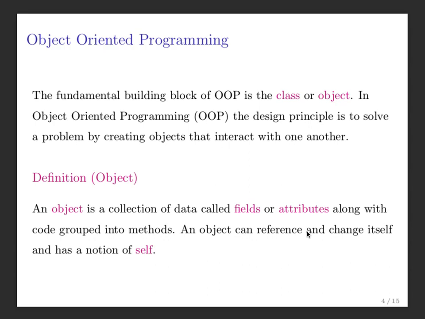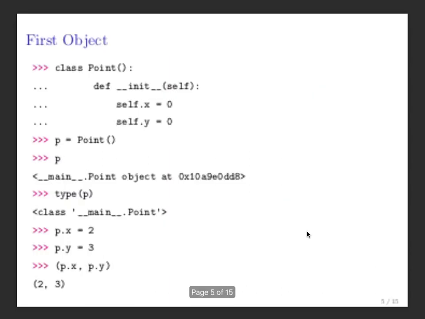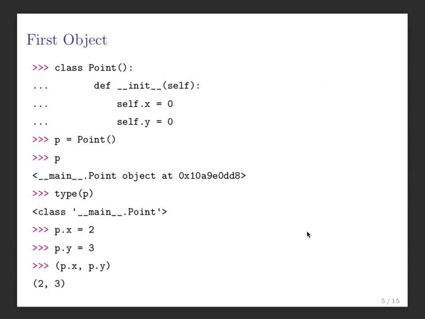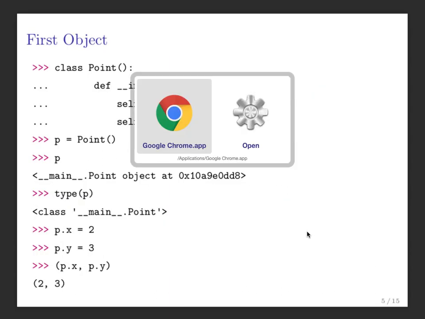A function, on the other hand, can take anything and spit out anything, including an object, right? So functions and methods are different. You'll only find a method inside of an object. Okay, so here's a first object. I'm going to do it in the terminal instead.